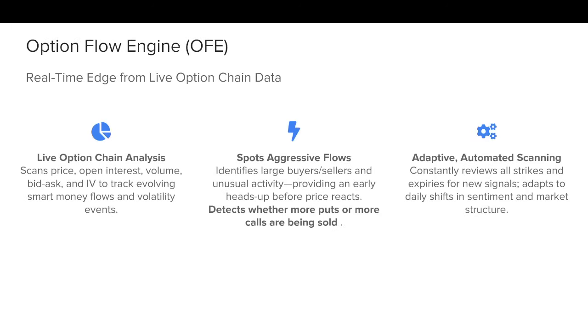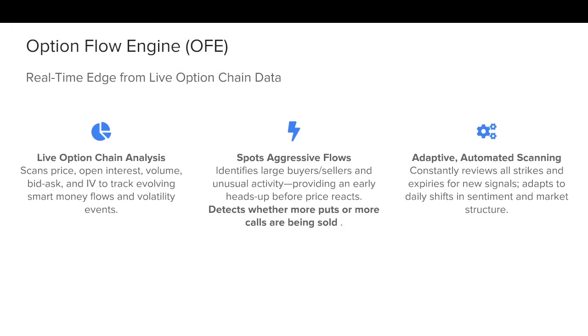Next, we have an indicator. We actually have two indicators in the system. We have something called a live OFE, option flow engine. It scans price, open interest, volume, bid-ask, IV to track evolving smart money flow and volatility events. We will go into this in detail a bit later. It spots aggressive flows, identifies large buyers and sellers and unusual activity, providing an early heads up before price reacts.